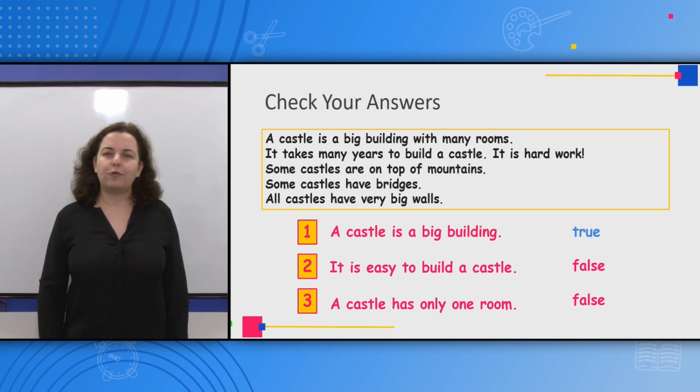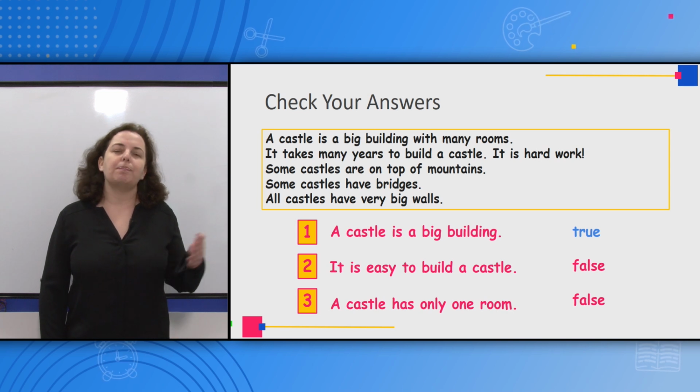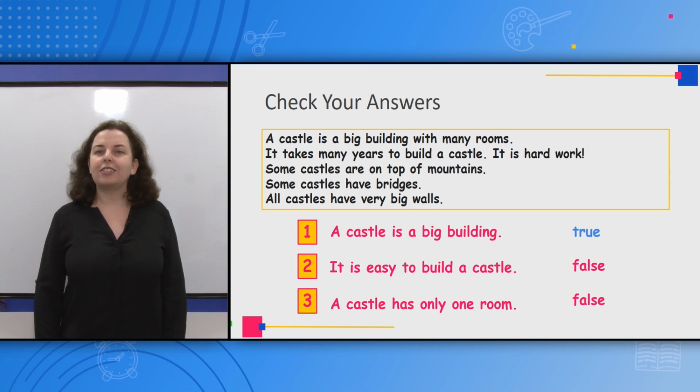Number 3, a castle has only one room. Of course not, it's false. A castle has many, many rooms. Let's continue now.